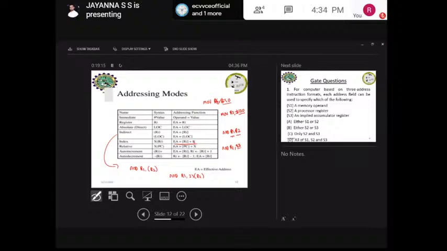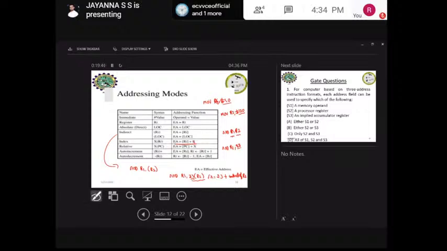In this type of addressing mode, the effective address is formed by adding the scaling factor or a constant value. For example, in this case 23 plus whatever content is stored in the R2 register, that is the content of R2. So that will give the total effective address where we have to fetch the data.